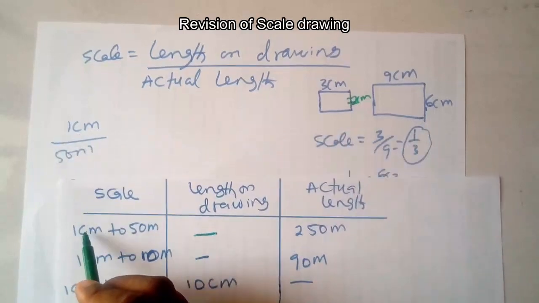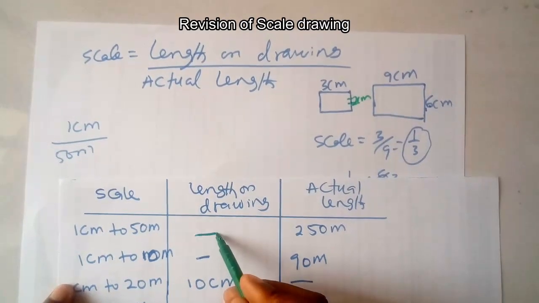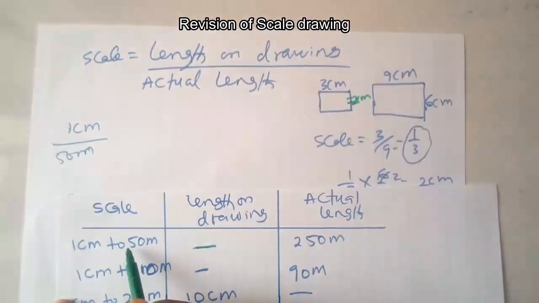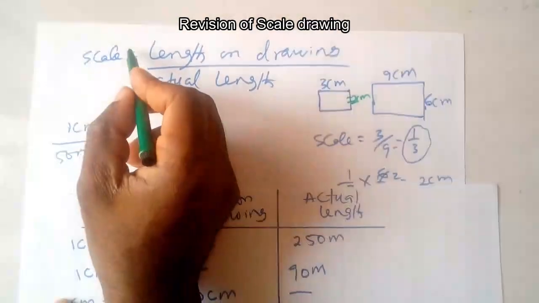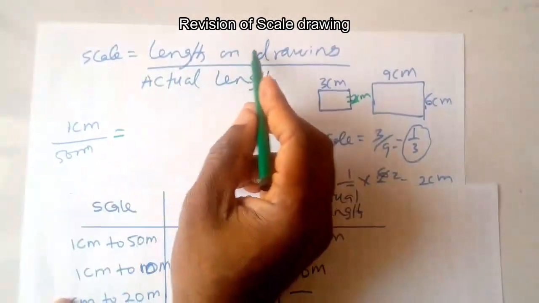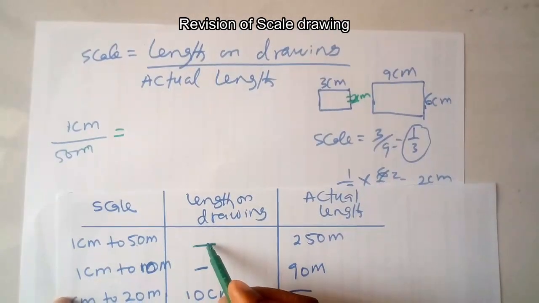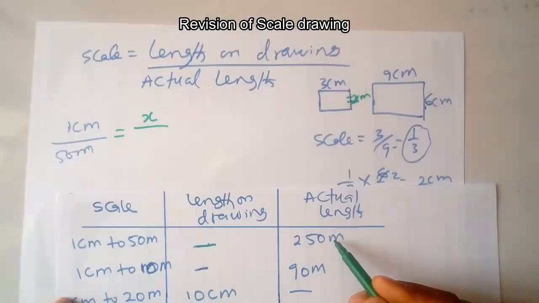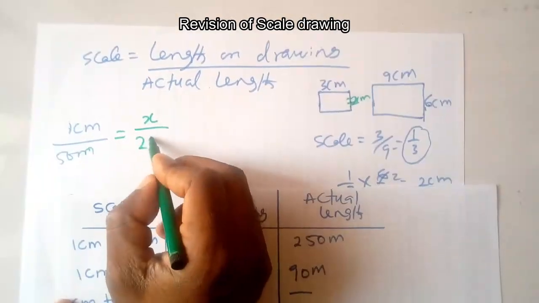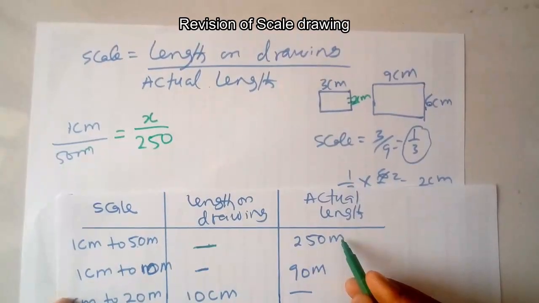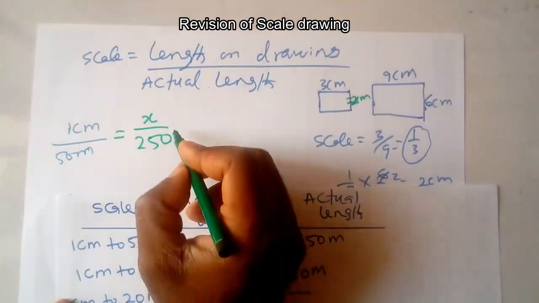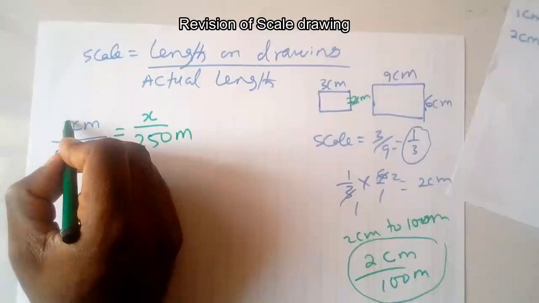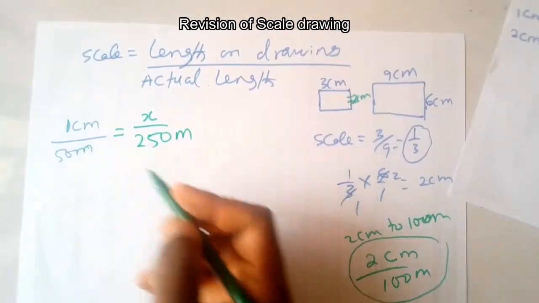The scale is 1 centimeter to 50 meters. What is the length on drawing if the actual length is 250? This is the scale, 1 centimeter to 50 meters, equal to the length on drawing, which is the unknown. I'm going to use x for the length on drawing, over the actual length. The actual length here is 250 what? Don't forget, 250 meters. So let us continue from here. 1 centimeter to 50 meters is the scale.